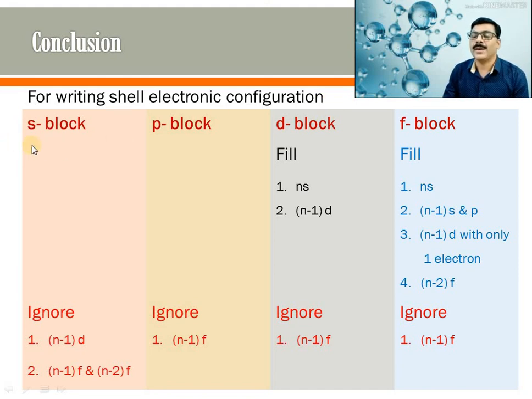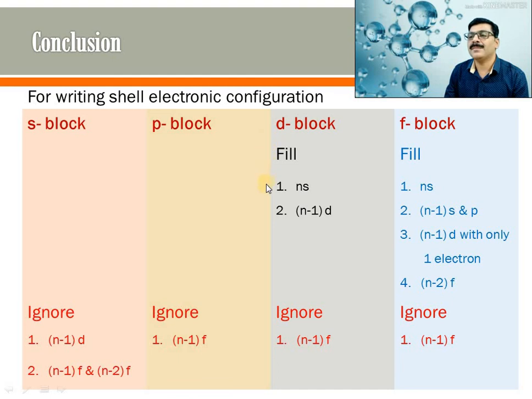So lastly, we conclude here. For writing the shell electronic configuration for an S block element, you have to remember 2 things, and they relate to ignoring orbitals. The first thing is that the n-1 d orbital you have to ignore, and the second thing is that the n-1 f and n-2 f orbitals are ignored. Now for a P block element, you have to ignore only the n-1 f orbital, that is only one thing.